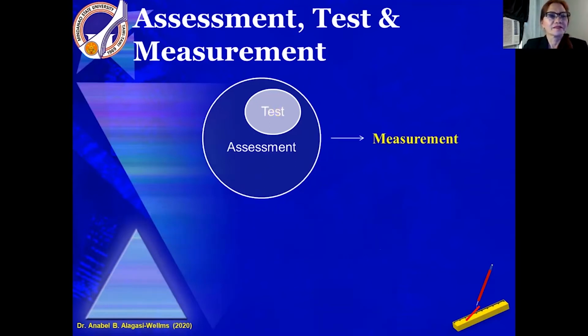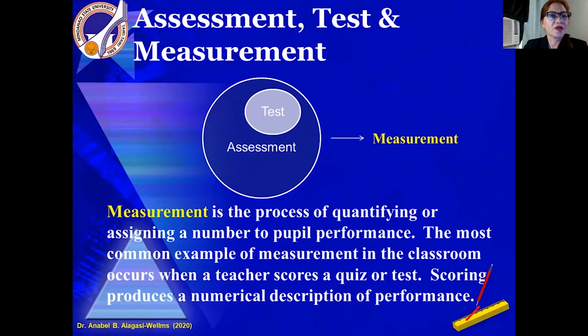When you look at measurement, measurement is the process of quantifying or assigning a number to pupil performance. So inside the classroom, after a test, you're going to assign a number or a figure to the performance of the pupil. The most common example of measurement in the classroom occurs when a teacher scores a quiz or test. Scoring produces a numerical description of performance. In measurement, a numerical score is used to represent the individual's performance.